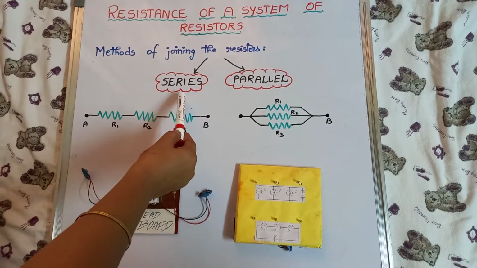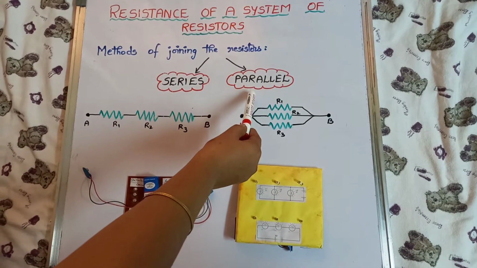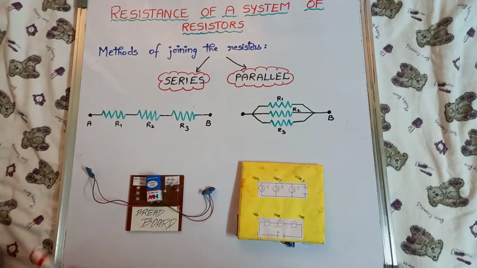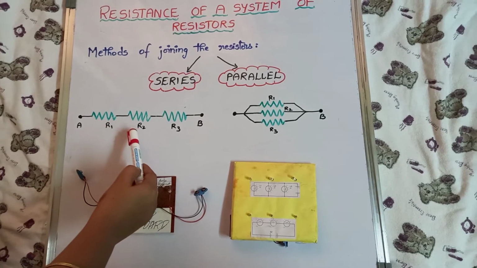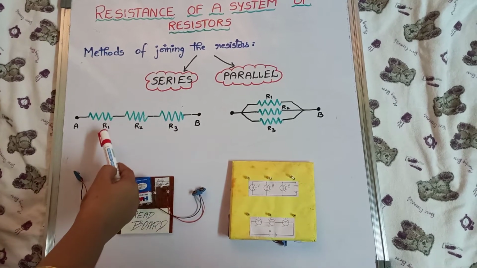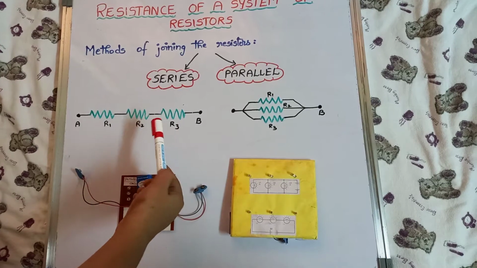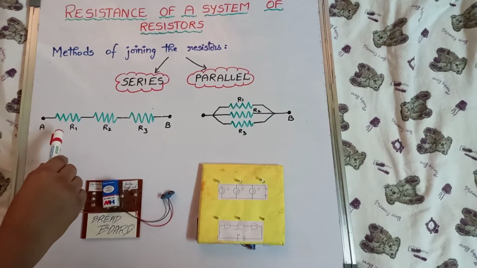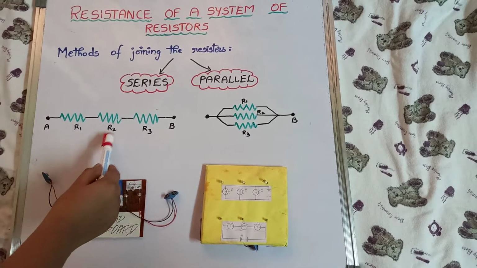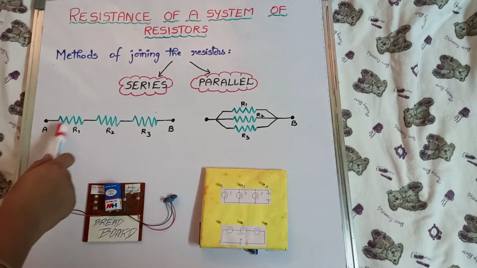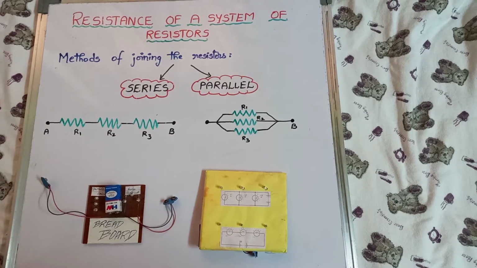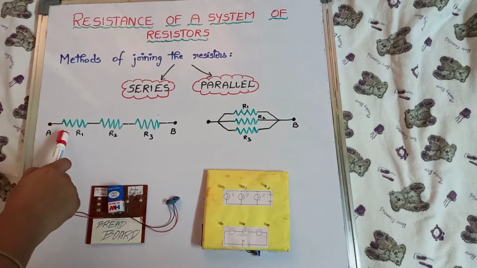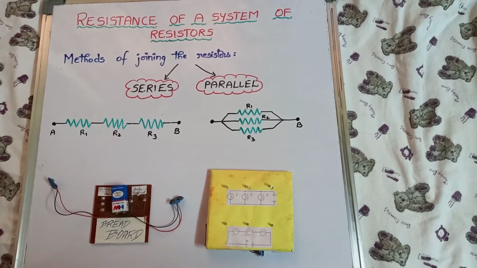One method is a series combination and the second method is a parallel combination. Coming to series combination, you can take a number of resistors, for example, bulbs or resistors or any devices. Here, for your understanding, I have taken resistors R1, R2 and R3. These three resistors are connected in series combination. How can we say that these are in series combination? They are connected from end to end.